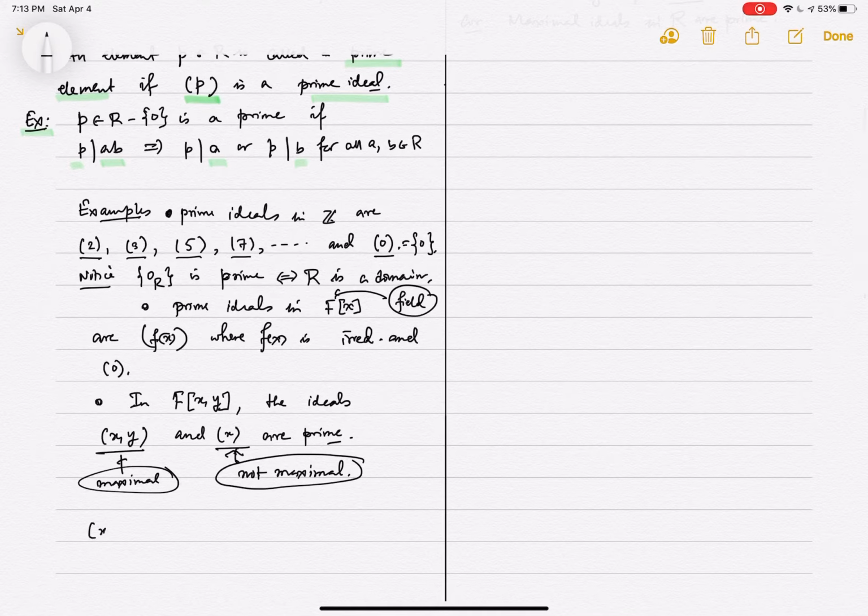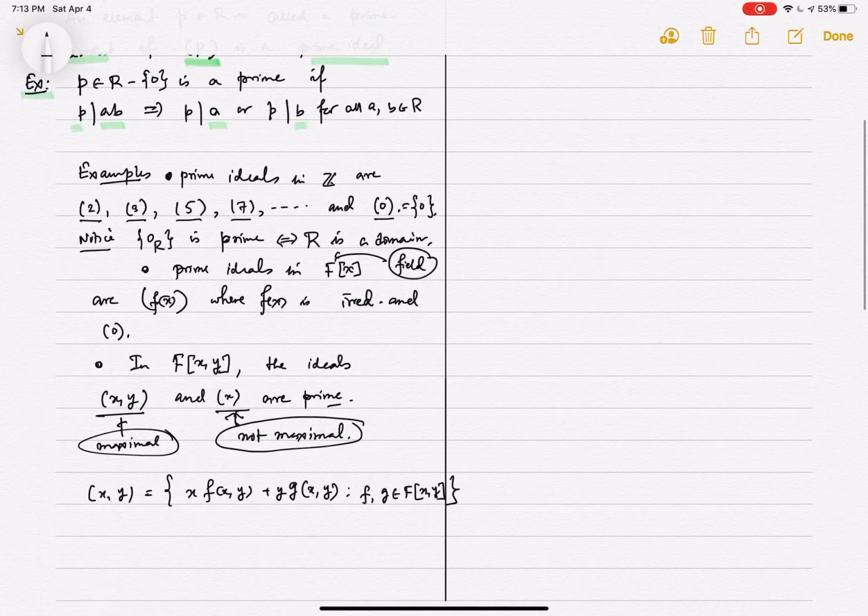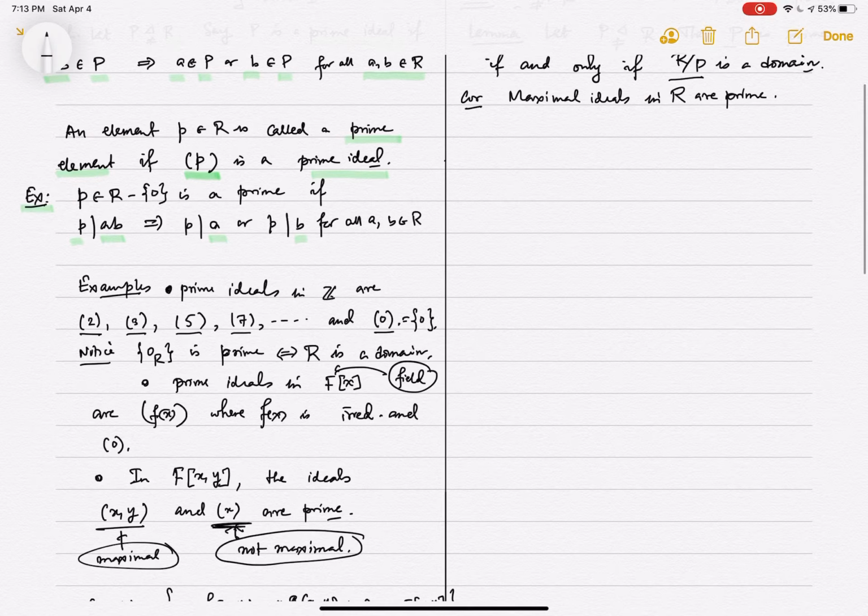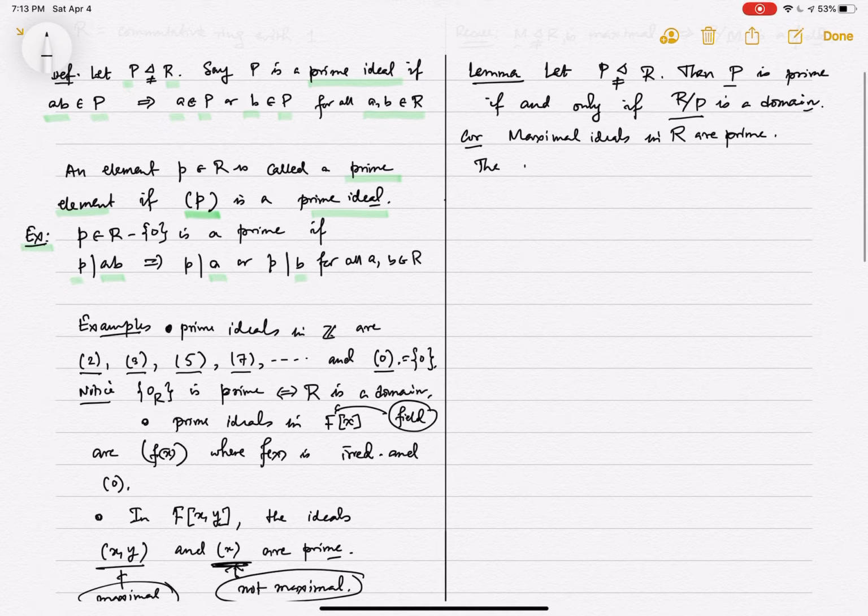And again, (x, y) here stands for all multiples of x plus all multiples of y, f times x plus g times y, where f and g are arbitrary polynomials in two variables. And similarly, (x) here stands for all multiples of x. Right. So here is an example of a prime ideal that is not maximal. So I should say here probably the converse does not generally hold.